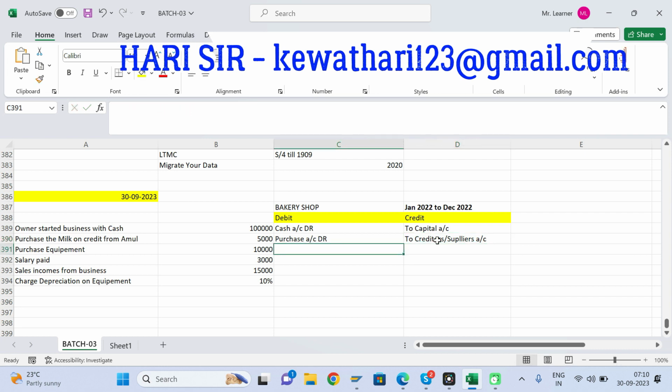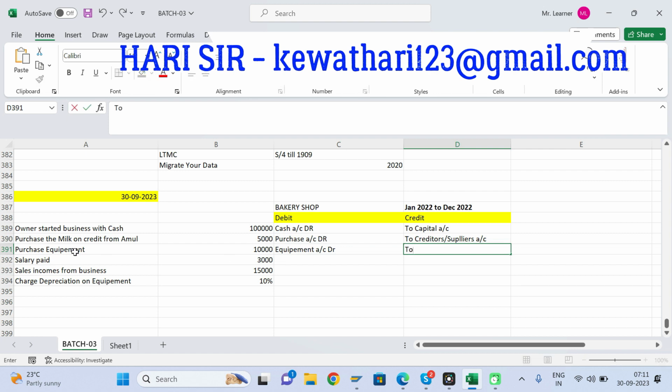Then purchase of equipment. If you purchase any fixed asset, you have to debit that fixed asset's name directly. You should not make purchase account a debit; rather, you have to write that fixed asset name. If you are buying goods, you write purchase account. But if you are purchasing any fixed asset like land, building, furniture, vehicle, or any other thing, you have to directly write that fixed asset's name as the account debit. Okay, equipment account debit.